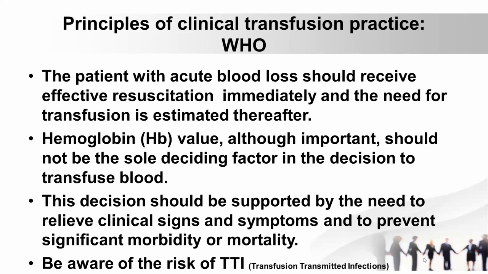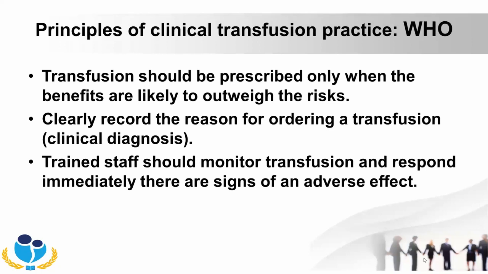anemia. It is always important to be aware of the risk of transfusion-transmitted infection, which we can minimize, but which we really cannot eliminate the risk. Transfusion should be prescribed only when the benefits are likely to outweigh the risk. This means there is always a risk associated with transfusion, though the degree can vary from place to place. It's important to clearly record the reasons for ordering transfusion. That means the clinical diagnosis and the clinical condition of the patient should be clearly documented.